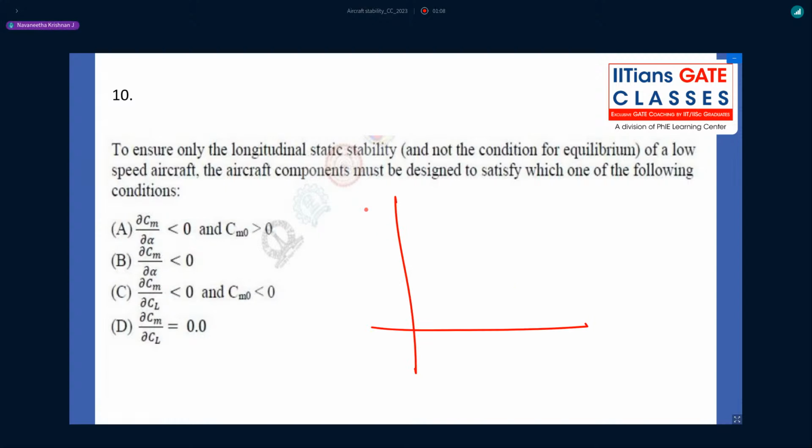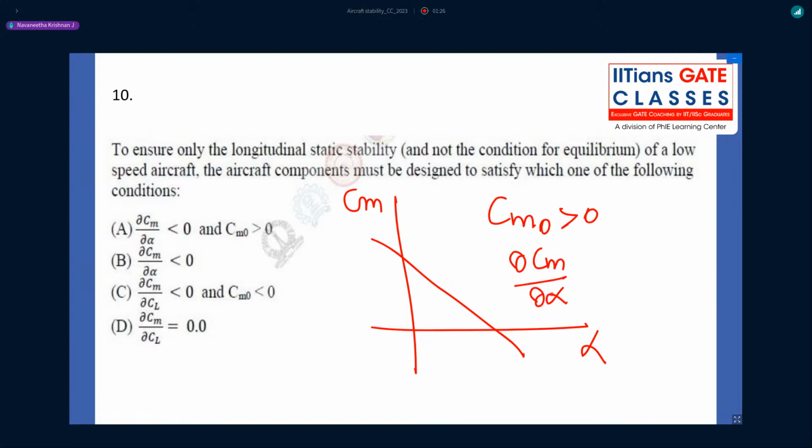For longitudinal stability, Cm versus alpha, the plot should be like this. For longitudinal stability and for the condition of equilibrium and to trim at positive angle, Cm0 should be greater than 0 and ∂Cm/∂α should be less than 0. Cm0 should be greater than 0 in order to trim at positive angle, that is, in order to achieve the equilibrium condition.